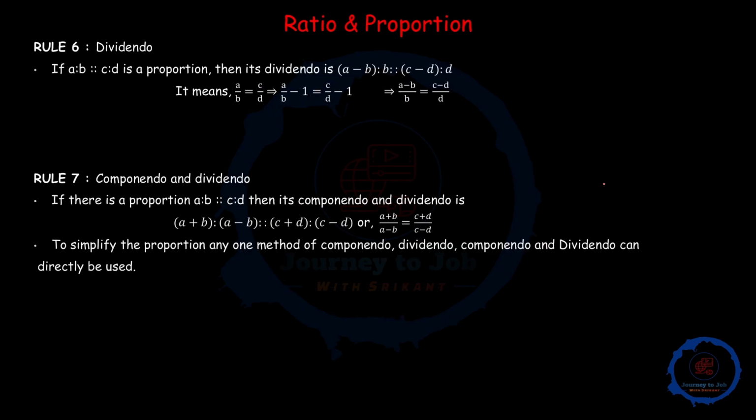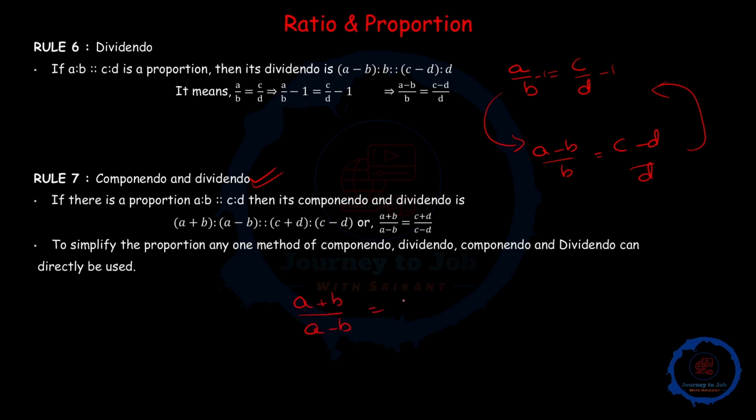Next, dividendo. Dividendo means, we have A by B is equal to C by D. Dividendo means A minus B by B is equal to C minus D by D. Simply minus 1 here, minus 1 here, you will get this. Plus 1 here, plus 1 here, you will get this. Componendo and dividendo, this is very important. Componendo and dividendo means A plus B by A minus B is equal to C plus D by C minus D. A by B is equal to C by D implies this ratio.